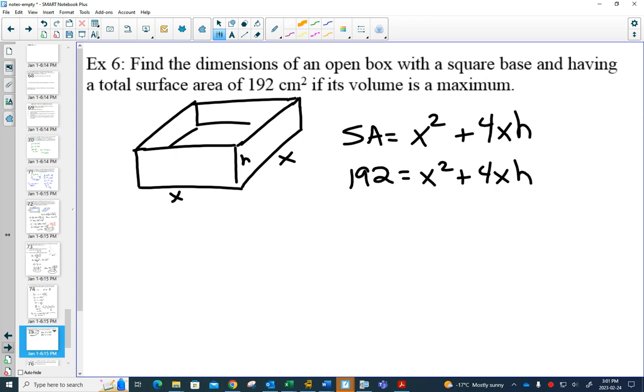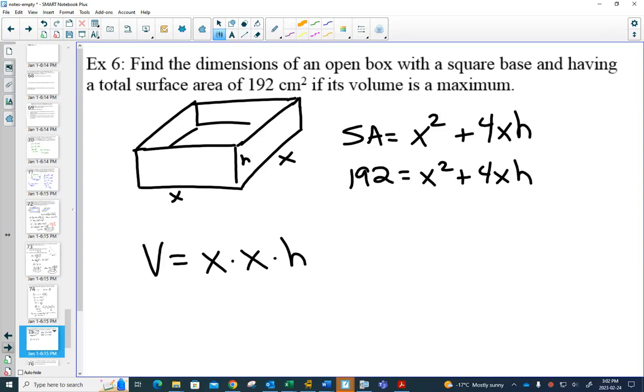Right now, we have two variables. The volume of this box is length times width times height, which is x squared times h. And currently, we have two variables there as well. When you have two variables, we can't take the derivative of it yet. At least we don't know how to in this calculus course. But if we could rewrite the volume with only one variable, then our life would be easy.